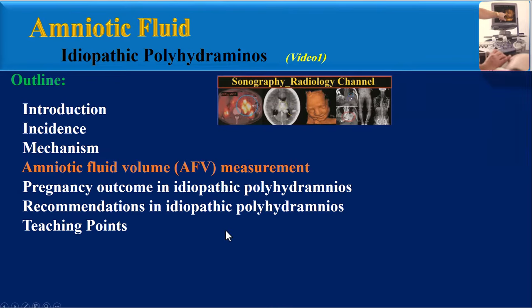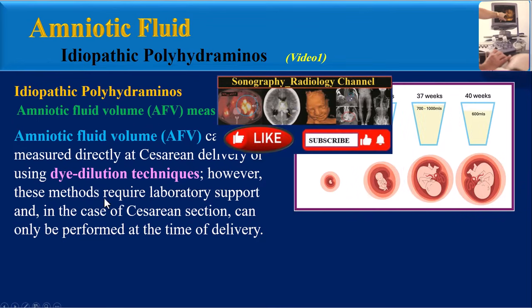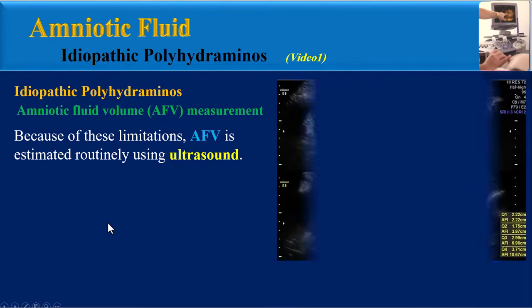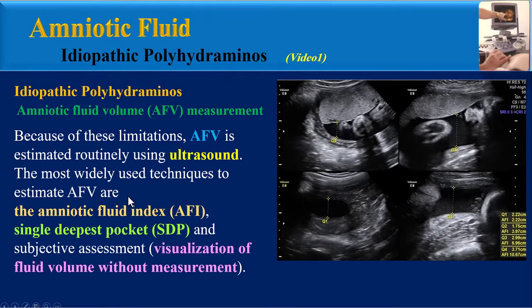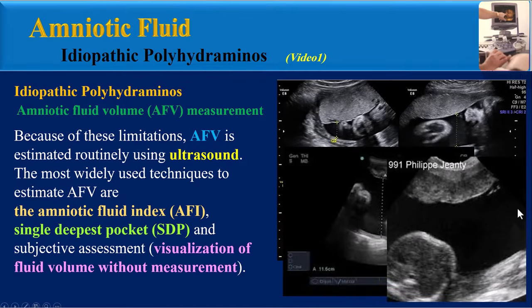Amniotic fluid volume measurement. Amniotic fluid volume can be measured directly at cesarean delivery or using dye dilution techniques. However, these methods require laboratory support, and in the case of cesarean section can only be performed at the time of delivery. Because of this limitation, amniotic fluid volume is estimated routinely using ultrasound. The most widely used techniques to estimate amniotic fluid volume are amniotic fluid index and single deepest pocket, and also subjective assessment or visualization of fluid volume without measurement.